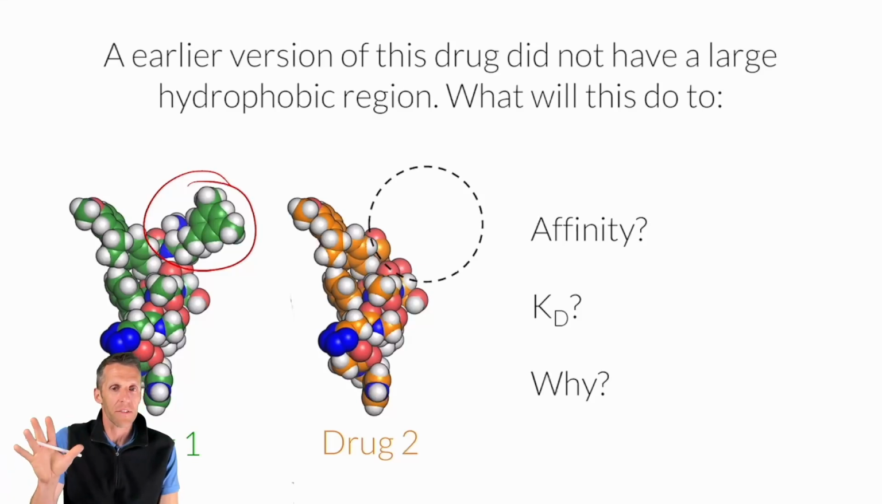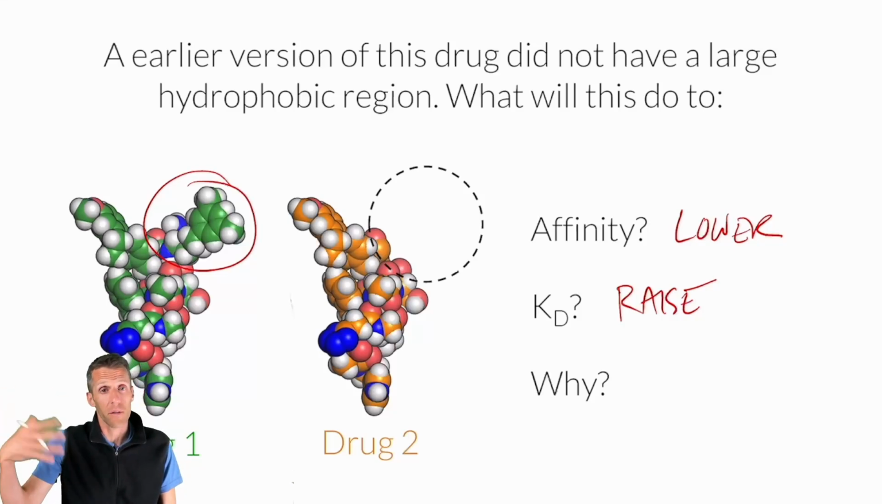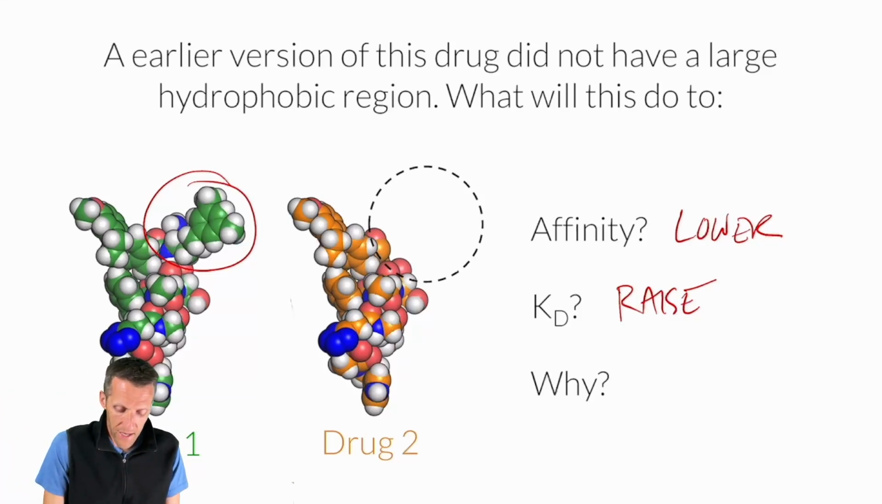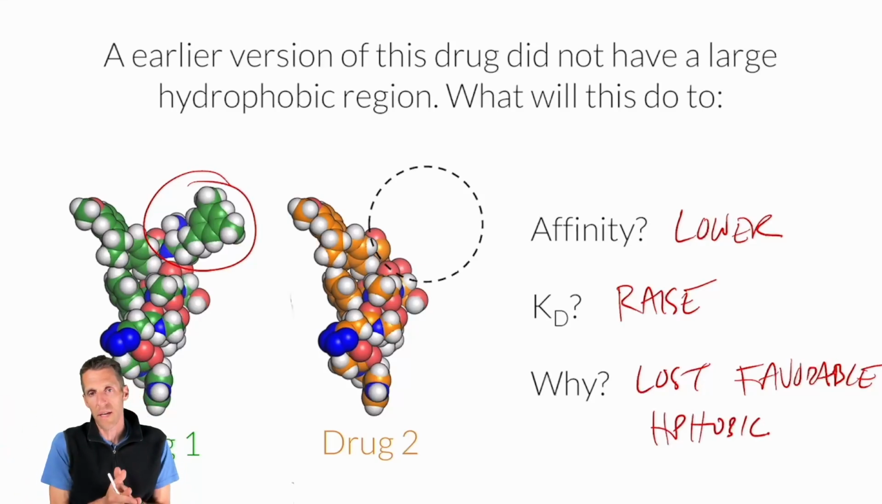So here's a moment. You can pause and think about it. Okay, unpause. It's going to lower the affinity. It's going to raise the KD. The KD is going to be higher. It's going to take more of the drug to bind the target. And the reason why is you lost favorable hydrophobic interactions. You lost stuff that's going to naturally make the protein and the drug stick together. So it's just not going to have as high of an affinity.